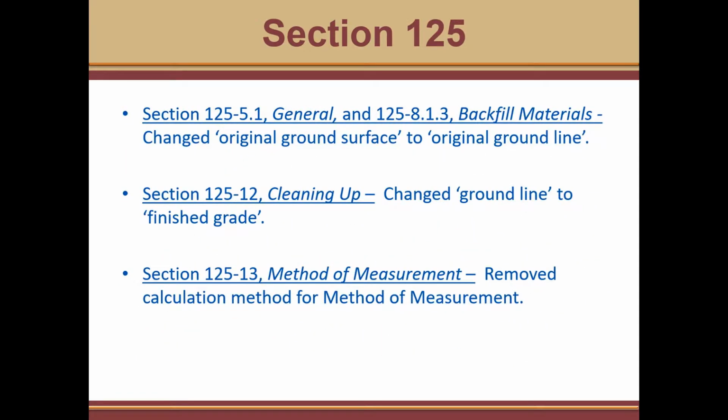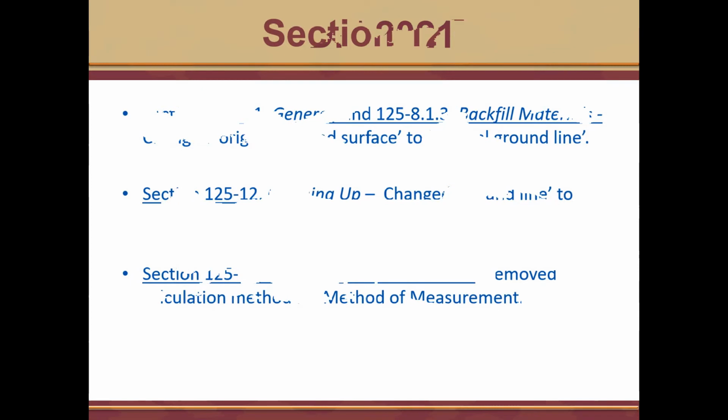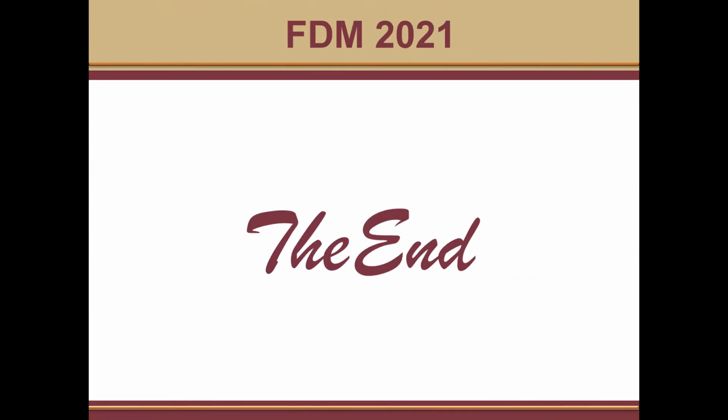For section 125, we had to, again, make sure that we were consistent with our nomenclature. So we changed 125.5.1 and 8.1.3 and changed original ground surface to original ground line. Again, that's just a simple nomenclature change. In section 125.12, we again changed the ground line to finished grade to be more precise with our language. Section 125.13, method of measurement, we removed the calculation method for method of measurement. The end. Thanks, Brian.